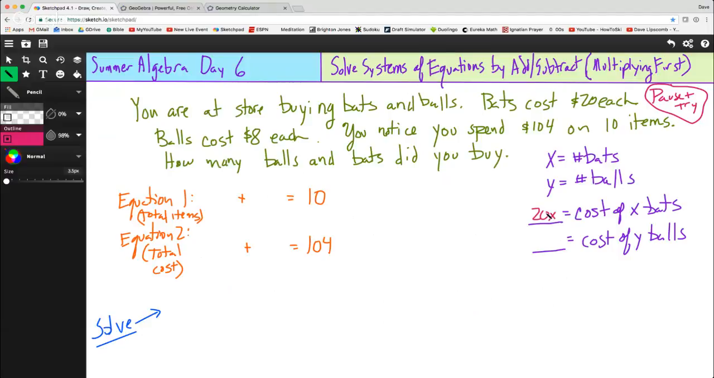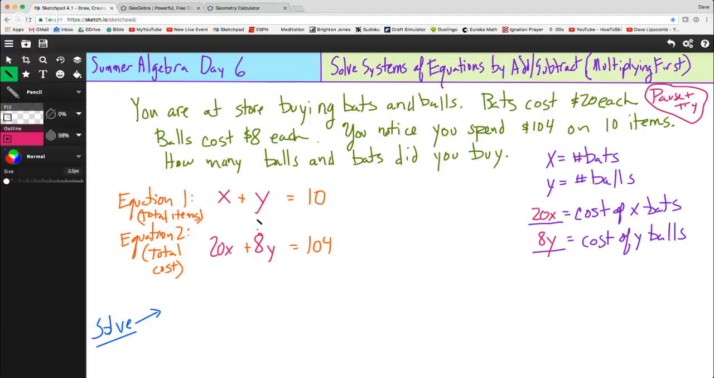And similarly, the cost of y balls is 8y. So now I am totally set up to solve this system. My total items, the number of bats plus the number of balls, is 10. The total cost, the cost of my bats plus the cost of my balls, is 104.